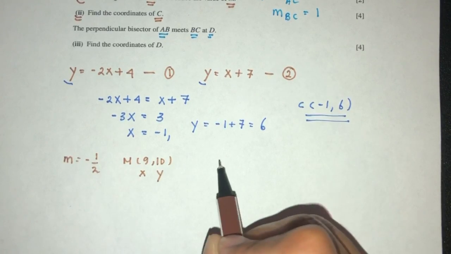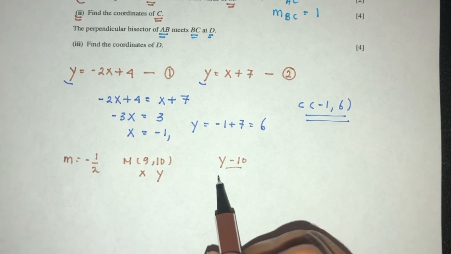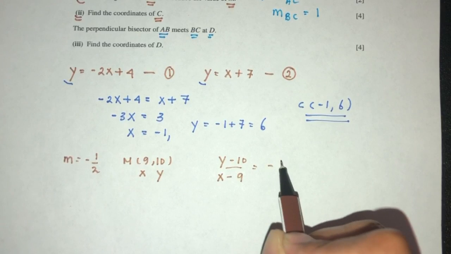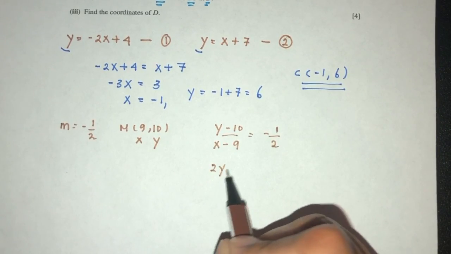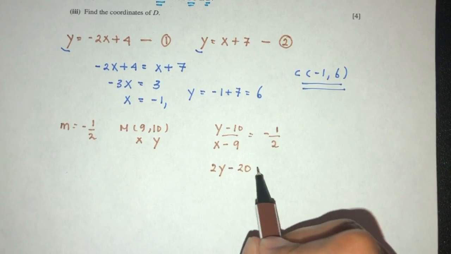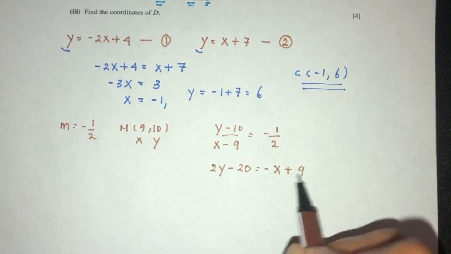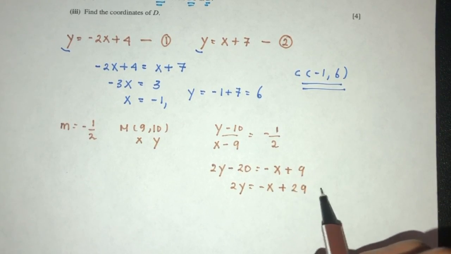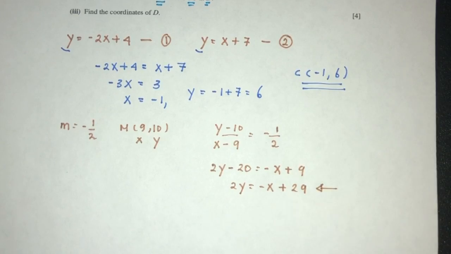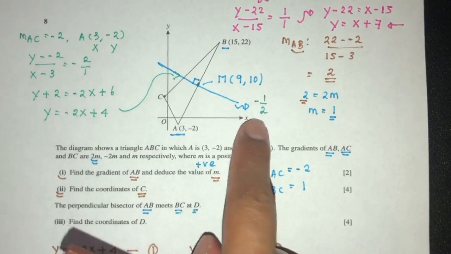X value, y value, so y minus 10 over x minus 9 should be minus half. That will be 2y minus 20 equals minus x plus 9. 2y is equal to minus x plus 29. So this is the equation of the line right here.